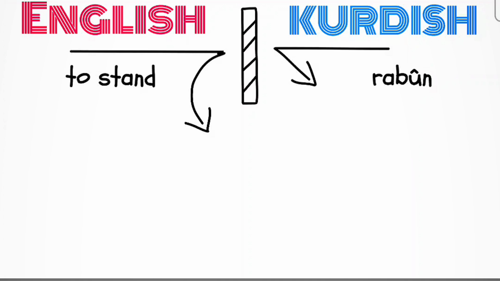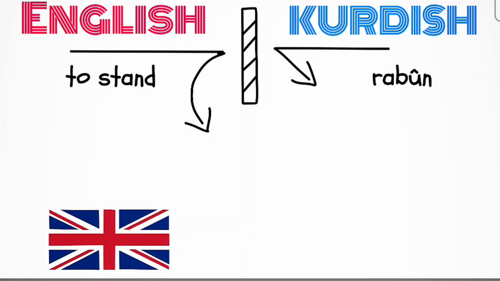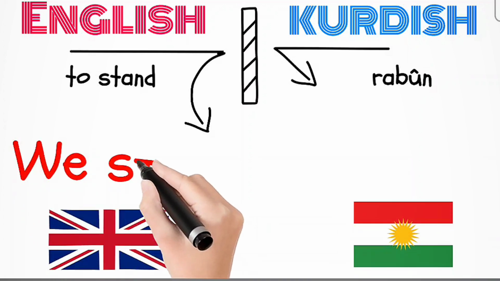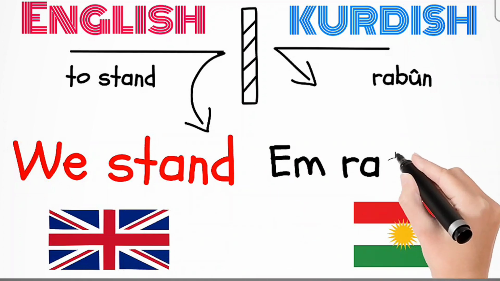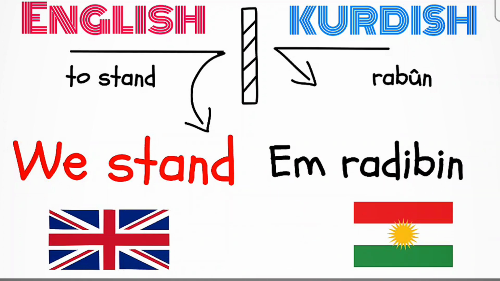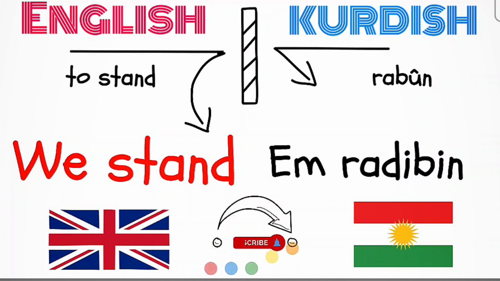In English, to stand. In Kurdish, rabun. To stand. We stand. Am radibin.